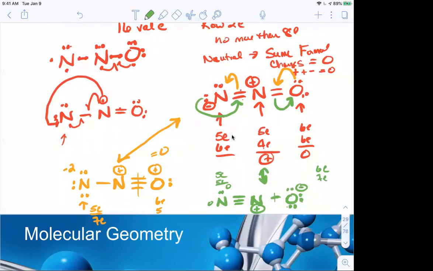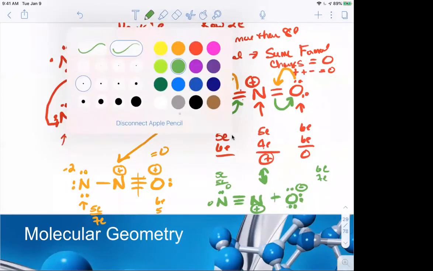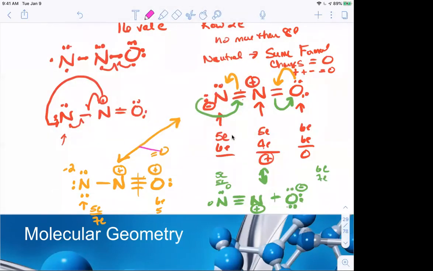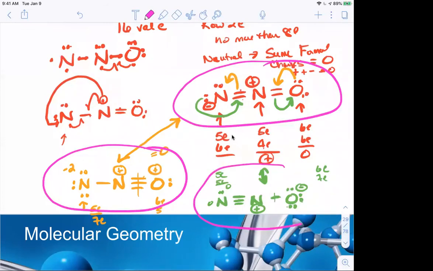So I actually have 3 different resonance structures for this particular molecule. I can do this one, I can do this one, and I can do this one. The connectivity is the same, but the distribution of the electrons is different. And I have different charges on different atoms. Remember, my best structure has fewer negative charges. So this has the most formal charges.